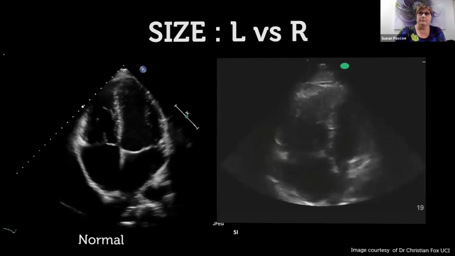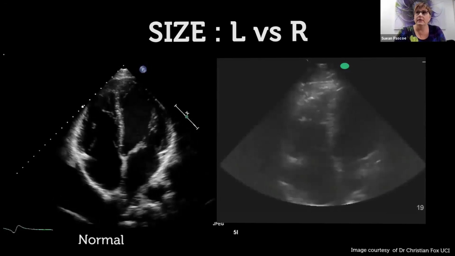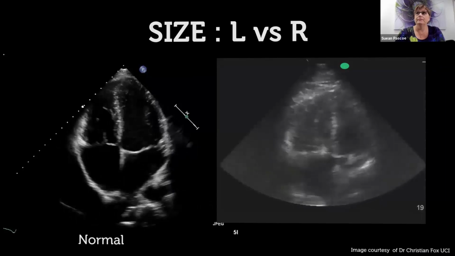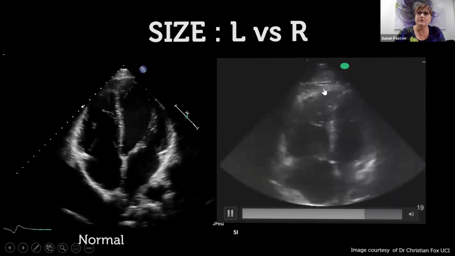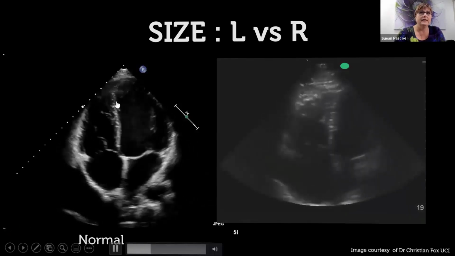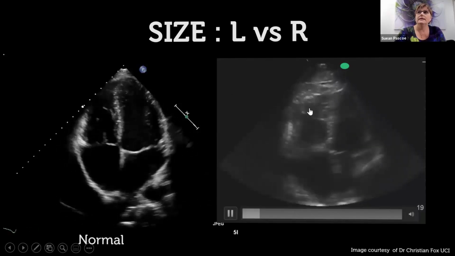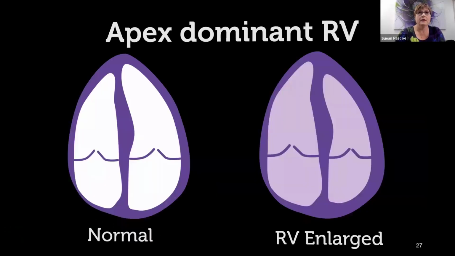So when we look, we have an example of normal here and abnormal on the right. The right ventricle in this clip looks to be about the size or maybe even a little bigger than the left ventricle. Now, the other thing that we start to look at is the apex of the heart. In the normal heart, if we look over here, the apex of the heart should be formed mostly by the left ventricle. In this example here, you can see that the apex of the heart is made up of more of the right ventricle. And so when that apex is dominated by the right ventricle, that's also another indication that the right ventricle is enlarged.